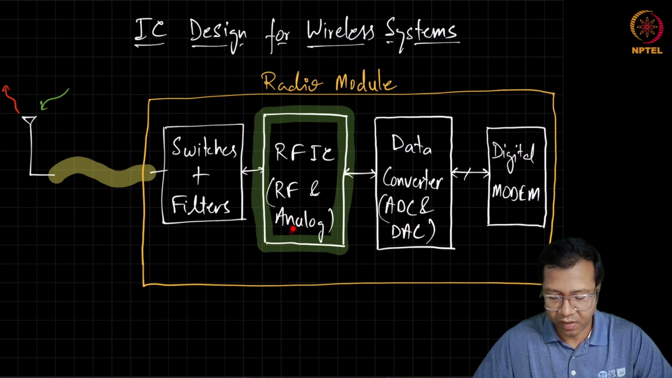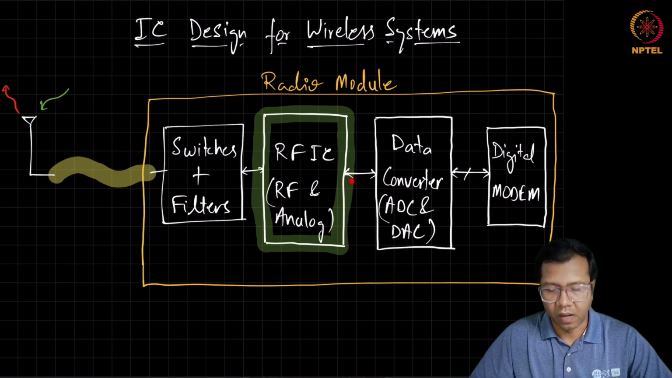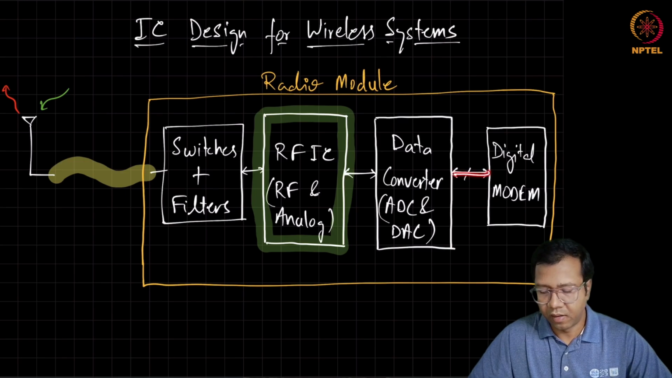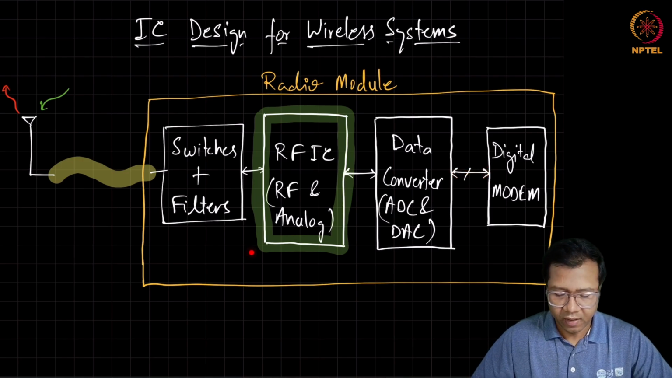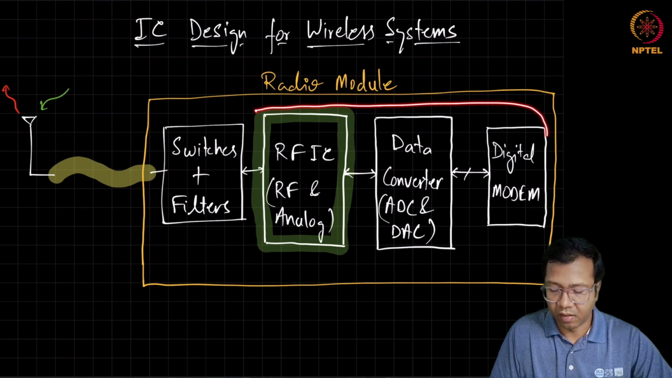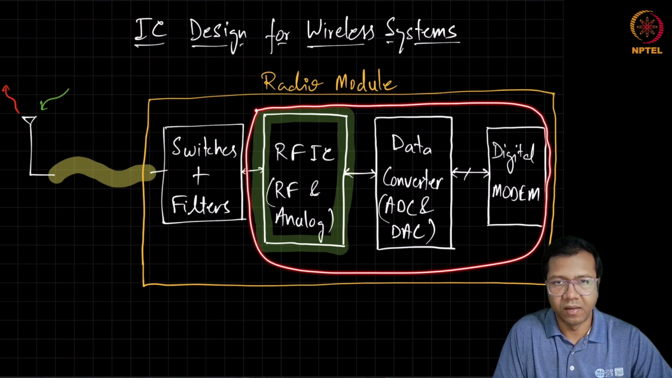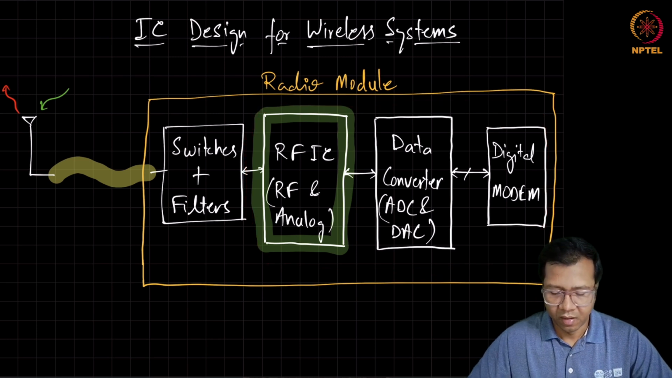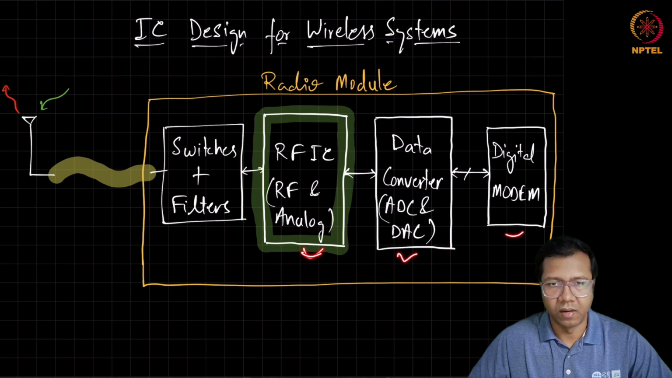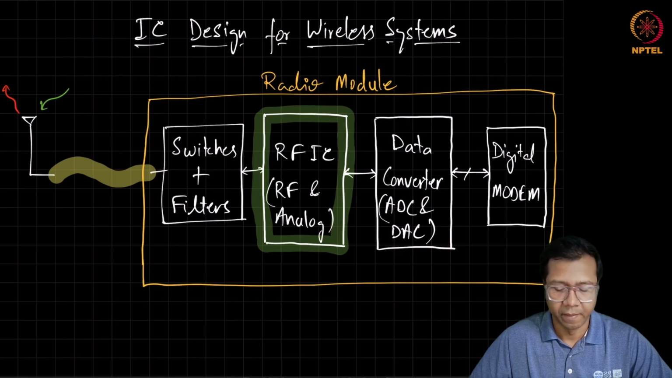And then there will be a RFIC, which is predominantly containing RF and analog blocks. The RFIC is interfacing with a data converter module. And finally, the digital data is generated and received by a digital modem. So many times we will find that all these three modules, RFIC, the data converter and digital modem, can actually be present on the same IC, and sometimes they are on different ICs or different modules.